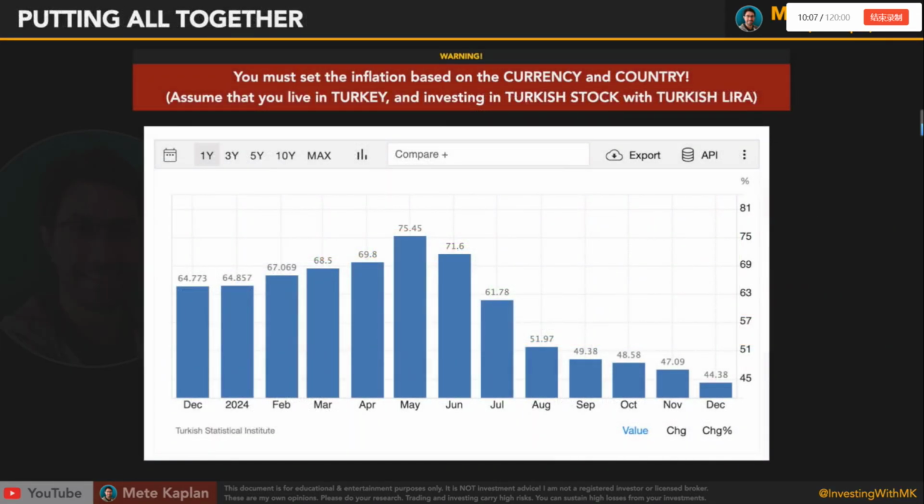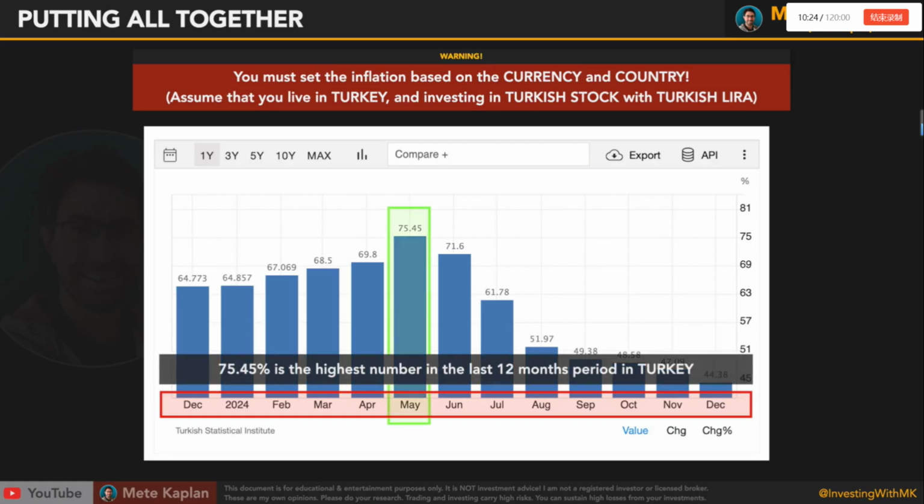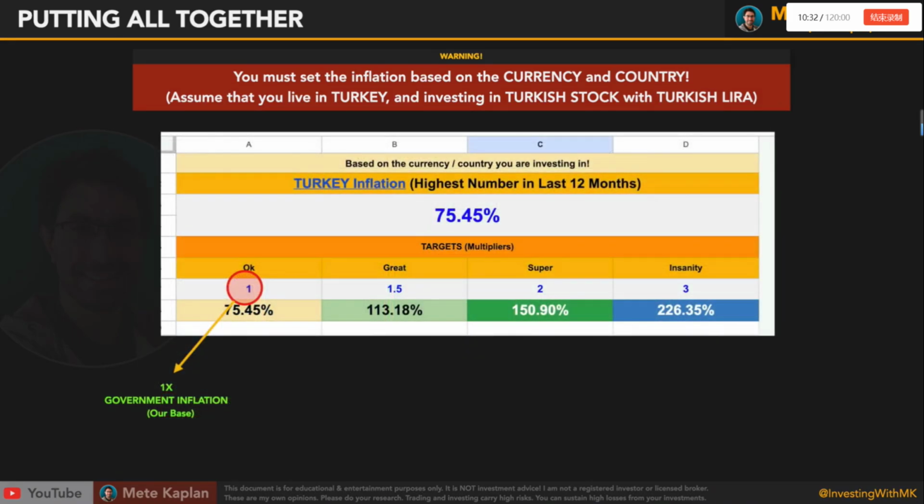Imagine that you live in Turkey, which experiences a massive inflation surge in recent years. You live there, use the Turkish lira as currency, and invest in Turkish stocks. So, our highest inflation number in the last 12 months, as you can see, is 75%, which is crazy but true. So the 75 will be my base as 1x multiplier.